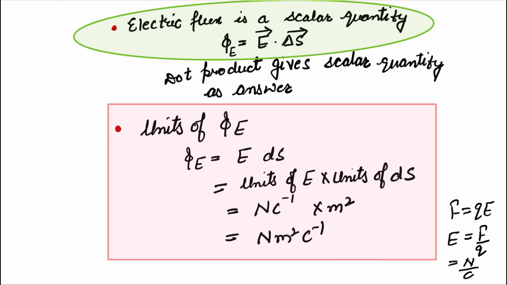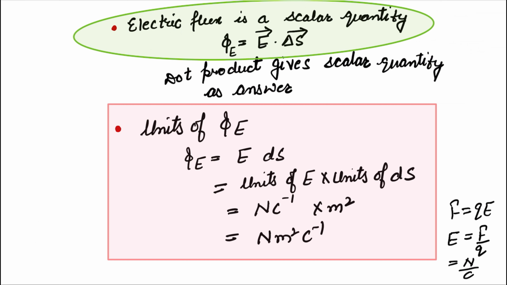Now this question is very important. Is electric flux a vector quantity? You have written your electric flux as E vector dot delta S vector. E vector, electric field, is a vector. Delta S vector, area vector. You said the area will be a vector, right? Is electric flux also a vector quantity?